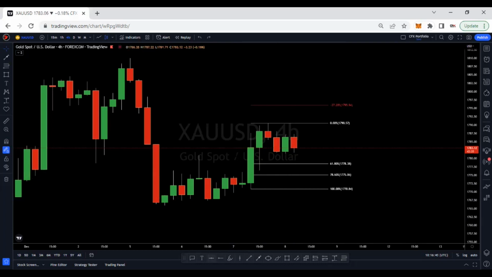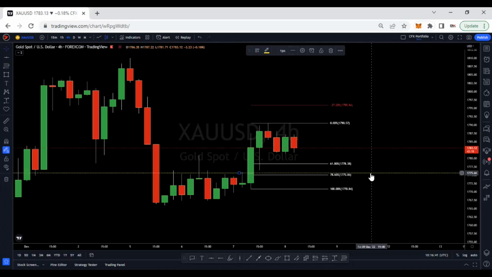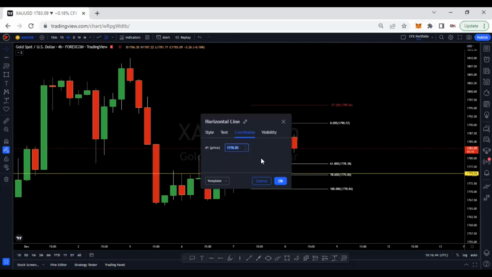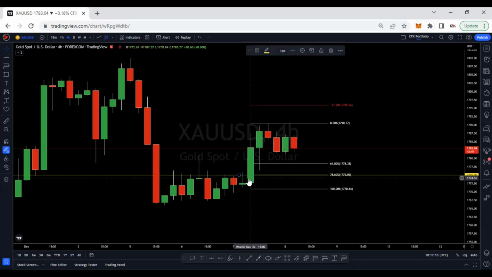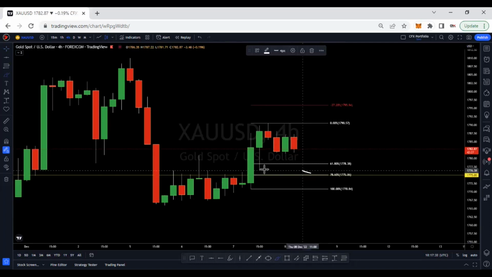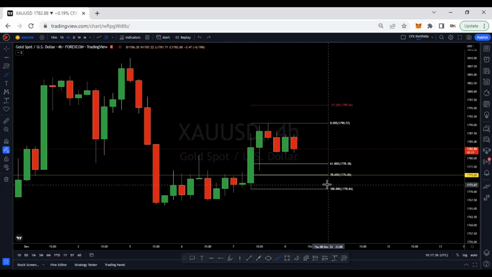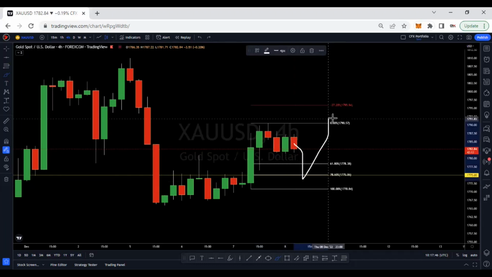So if you look at this level, okay, when you look critically, we have 1775, right? So the 50, that is a psychological number on gold. Okay, we are talking about the 50s and the 100s. So this is a 50, and you can as well see how perfectly it lines up with the Fib level, that is 786.